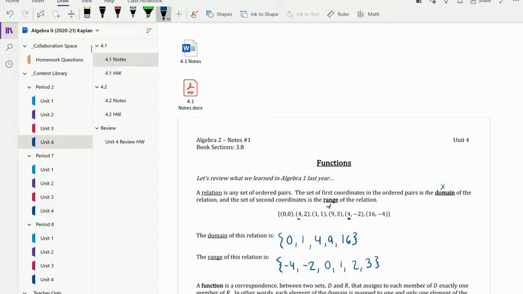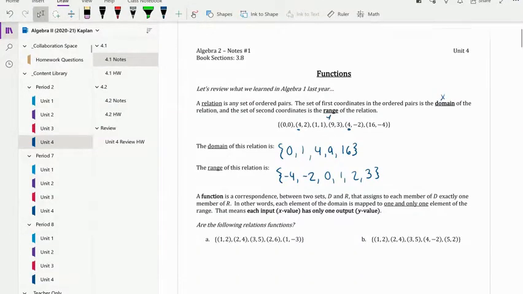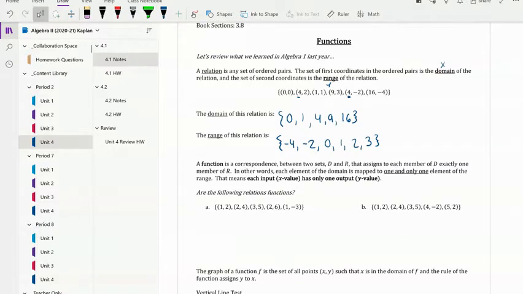Now a function, which is what we're really talking about here, is a special kind of relation. It's a correspondence between two sets, a domain and a range, that assigns each member of D exactly one member of R. In other words, each element of the domain is mapped to one and only one element of the range. That means each input, which is your x value, has exactly one output or y value. So a function is a special type of relation where every input goes to only one output. Every x value goes to only one y value.